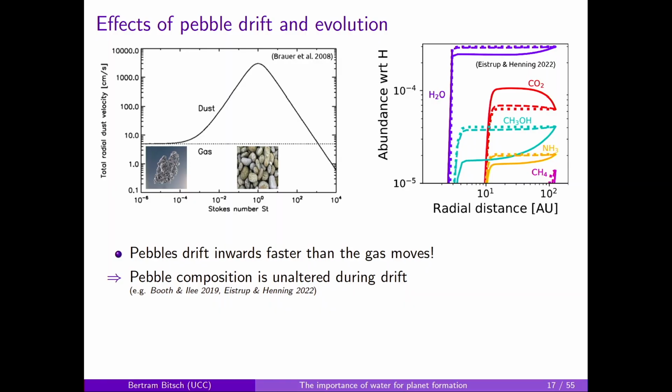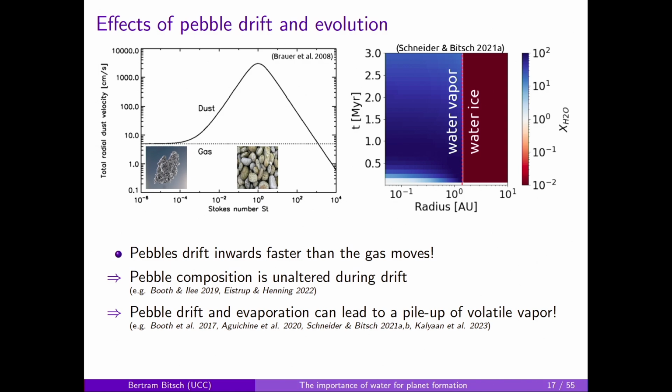But the direct consequence of this is that we can actually enhance the disk with vapor. You see here the orbital distance in our simulation, and on the vertical axis the time, so the time evolution of our disk. The color coding gives you the water content in the disk, normalized to the solar water content. In the outer regions of the disk, we have no water vapor, because the disk is cold and the water is in ice form. In the inner disk, we have water vapor because the disk is hot enough that water ice evaporates.